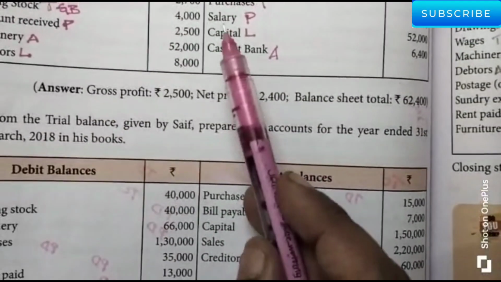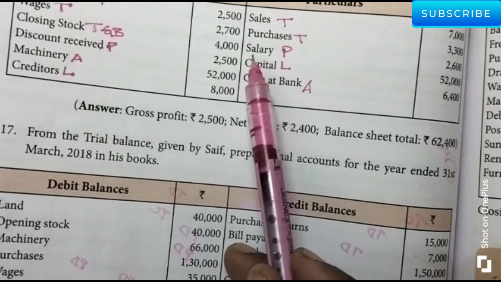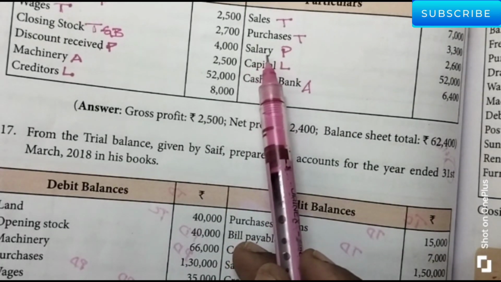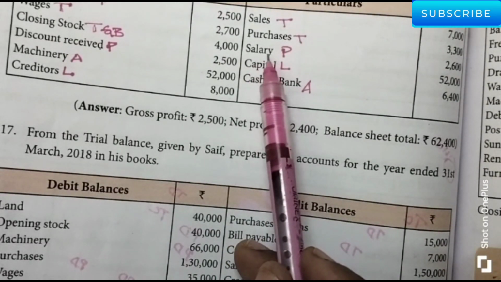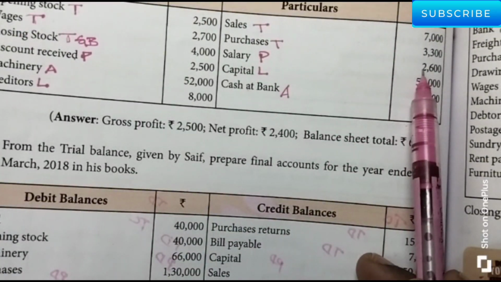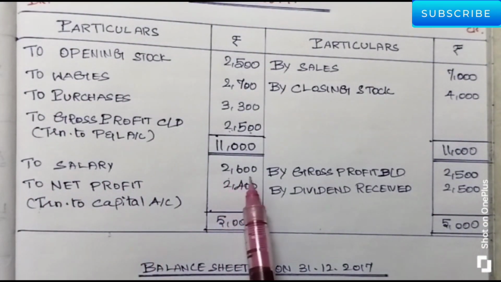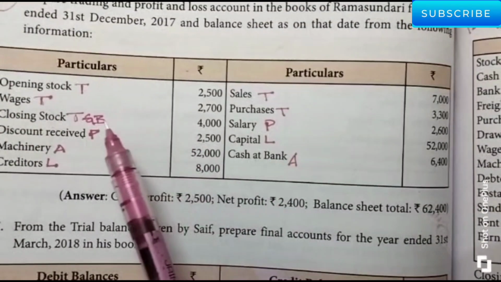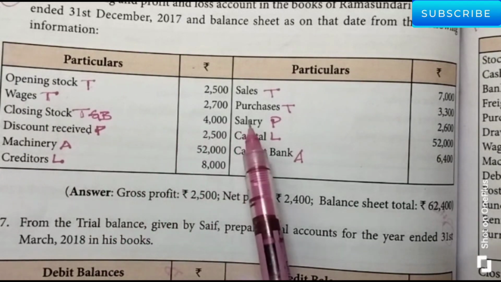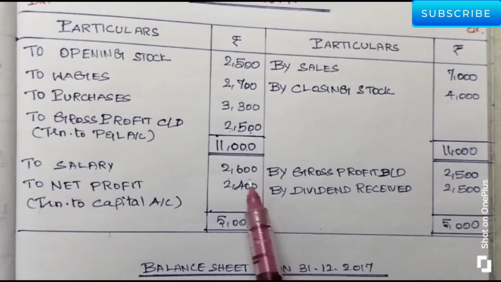Then salary. Listen, they have given only salary. We have to consider it as salary paid. So salary paid is an indirect expense. You have to enter it on the debit side of the profit and loss account. So to salary 2600 we entered on the debit side of the profit and loss account. So we have entered all the given information related to the profit and loss account into the profit and loss account.